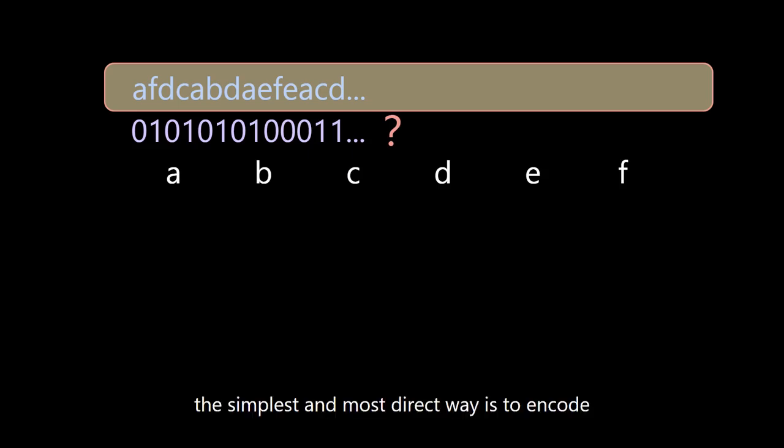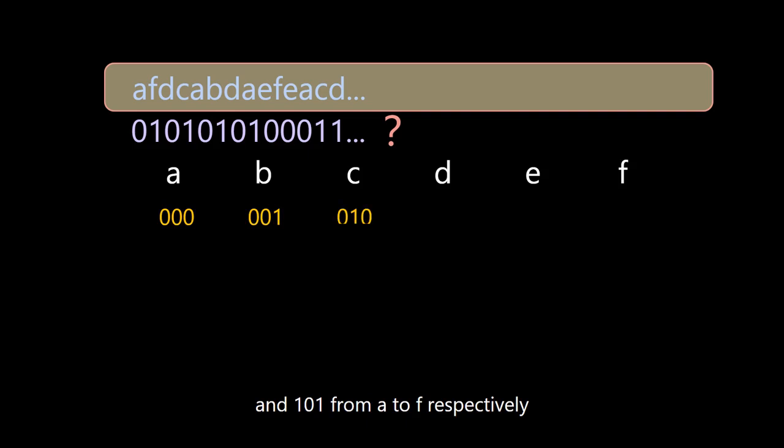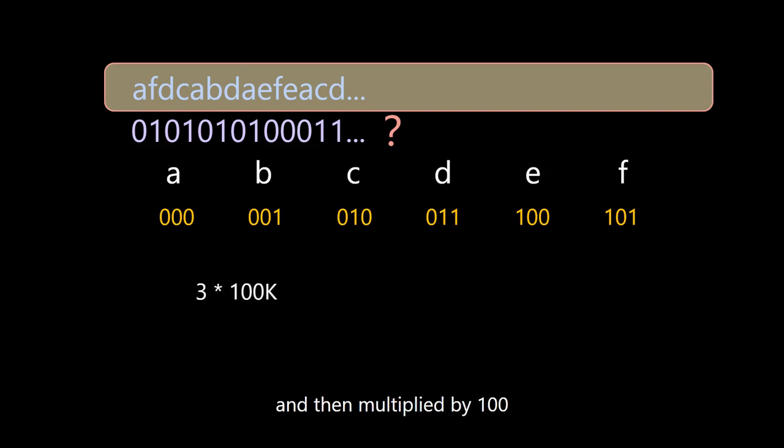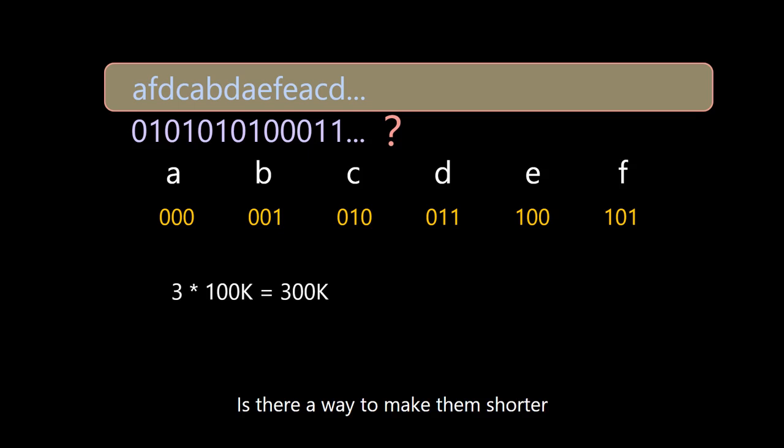For example, the simplest and most direct way is to encode A to F as 000, 001, 010, 011, 100, and 101 respectively. Then the length of each character's encoding is 3, multiplied by 100,000, which is 300,000 ones or zeros. Is there a way to make them shorter?